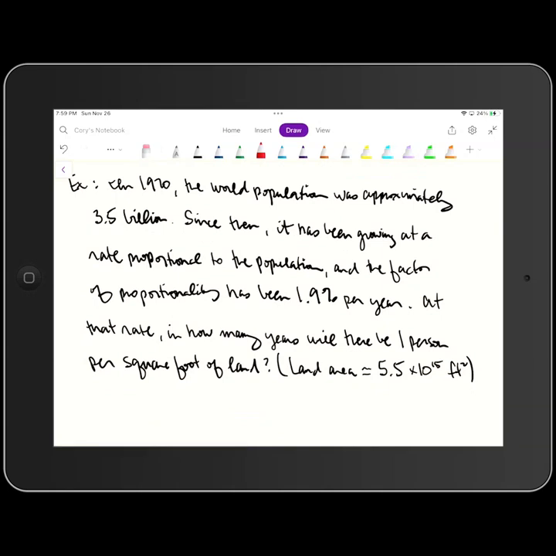Okay, so last example here to wrap up the first part of 9-4. This example says in 1970, the world population was approximately 3.5 billion. Since then, it has been growing at a rate proportional to the population, and the factor of proportionality has been 1.9% per year. At that rate, in how many years will there be 1 person per square foot of land? And we're told that the land area is approximately 5.5 times 10 raised to the 15th power square feet.